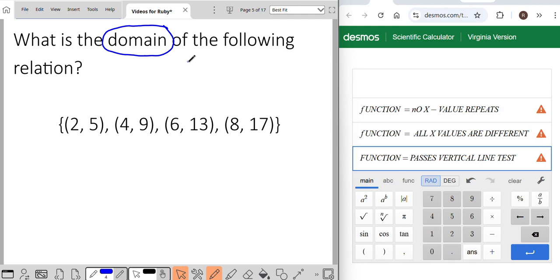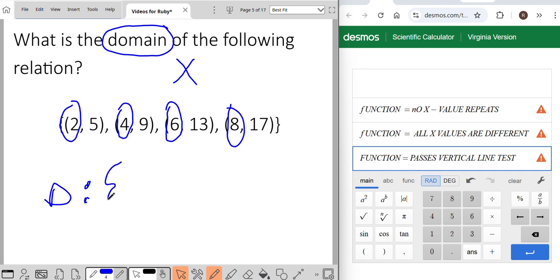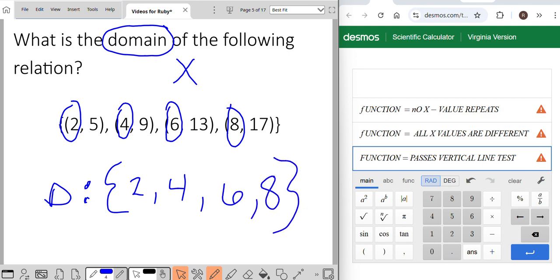All right, this says what is the domain of the following function? And domain is our x values, so we're going to circle them first. There's a 2, there's a 4, there's a 6, and there's an 8. So our domain is all of those numbers, and we're going to go in ascending order. 2, 4, 6, 8, and that's our domain, and those are my terrible curly brackets. Remember, domain is X, range is Y.